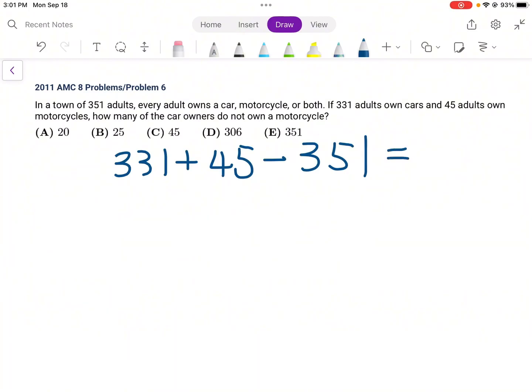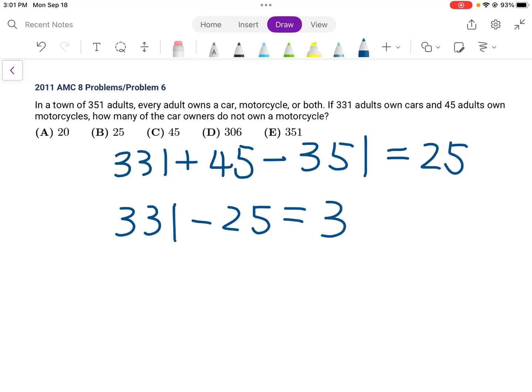That equals 25. Then we use the number of adults that own cars, subtract 25. That gives us the number of people that do not own a motorcycle. That is 306. The answer is D.